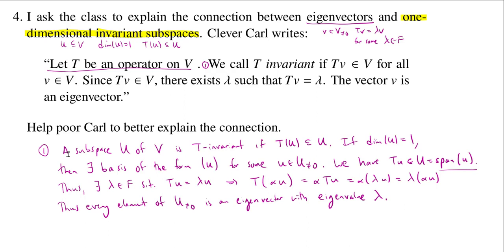Remember, this lambda came from asking, what is T of u? It's got to be some lambda u. So this is the eigenvalue for everything in U. This would be a description of the connection between eigenvectors and one-dimensional invariant subspaces. If you have a one-dimensional invariant subspace, every non-zero element is an eigenvector, and there is a common eigenvalue given by just applying T to anything. Whatever the eigenvalue is, that'll work for all of the non-zero elements.